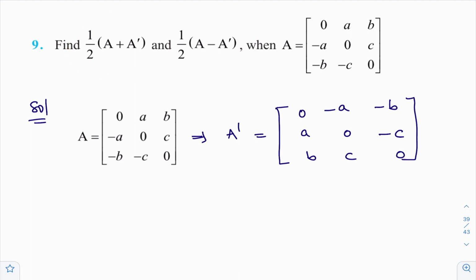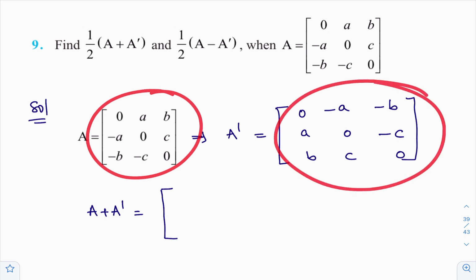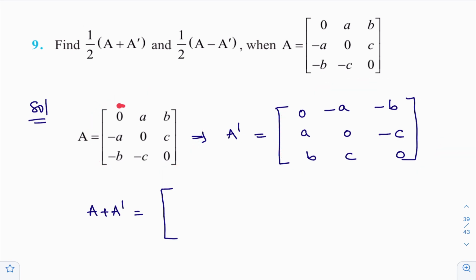You want to calculate half into A plus A dash. Now for that, I'll calculate A plus A dash. How to calculate A plus A dash? You add these two matrices, that's it, right? Add the corresponding elements, 0 plus 0 is 0. Next, A plus minus A is 0. Now, B plus minus B, 0. Now, corresponding elements, minus A plus A, 0. 0 plus 0, 0. C plus minus C, 0. What happened? You are getting a 0 matrix.